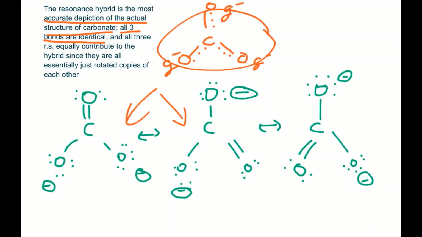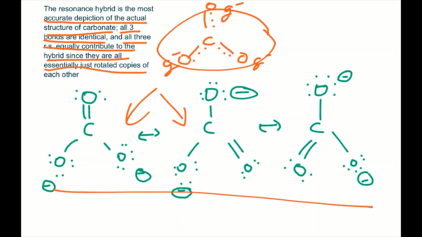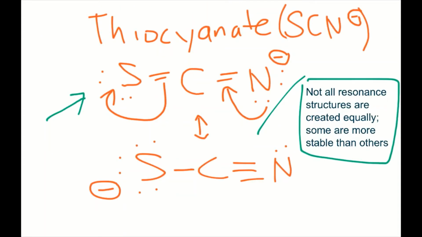And in addition, all three resonance structures equally contribute to the hybrid, since they are all equally stable, and they are all equally stable because they are essentially just rotated copies of each other. So that's something important that I wanted to talk about, and now let's get back to the question. Let's draw the resonance hybrid for thiocyanate.